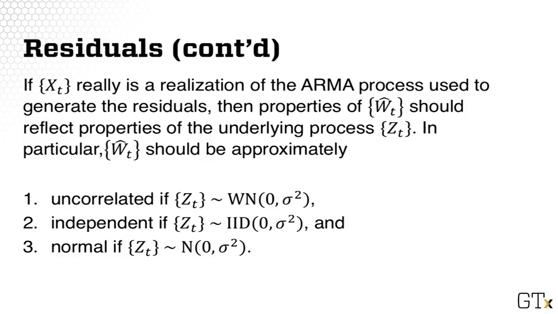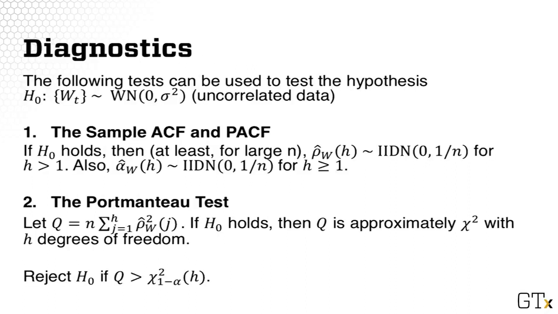The properties of the residuals should reflect the properties of the underlying process Z_t. In particular, the residuals should be approximately uncorrelated if Z_t is white noise, independent if Z_t is independent, or normal if Z_t is normal. If we want to establish whether the residuals are uncorrelated, then we can use the sample ACF and PACF plots along with hypothesis testing procedures. One hypothesis testing procedure is the portmanteau test based on the sample autocorrelation of the residuals, as on the slide.